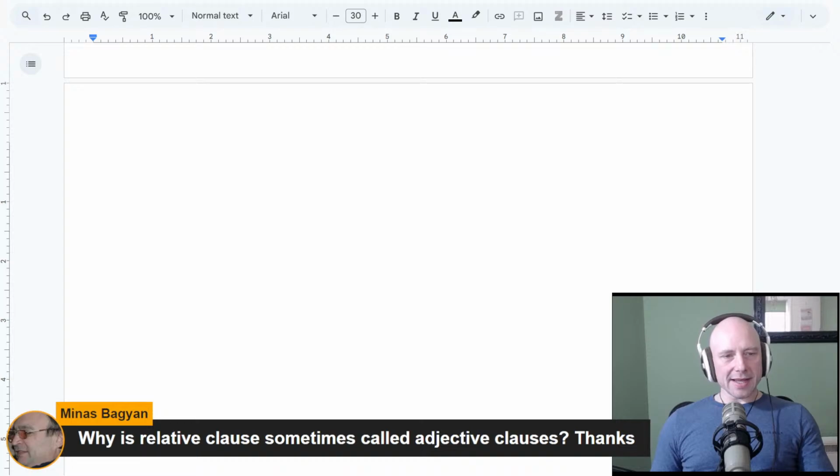So, an adjective clause strictly is a superset of relative clauses. So relative clauses are a type of adjective clause. An adjective clause is a clause which acts as an adjective. And relative clauses, defining relative clauses, serve this function.